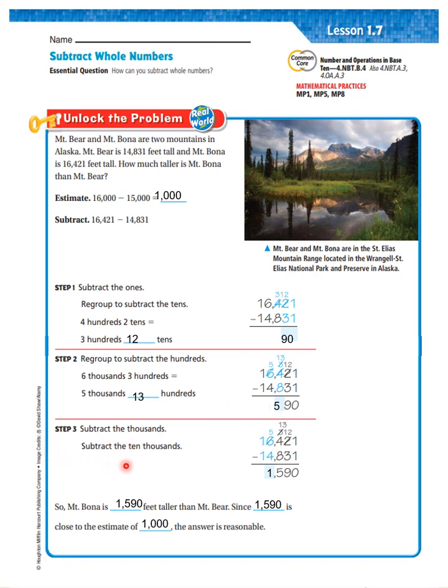Okay? Step 3, subtract the thousands. Subtract the 10,000. So now I have 5,000. Subtract 4,000 is 1,000. And 10,000 minus 10,000 is 0. So, Mount Bona is 1,590 feet taller than Mount Bear. Since 1,590 is close to the estimate of 1,000, the answer is reasonable.